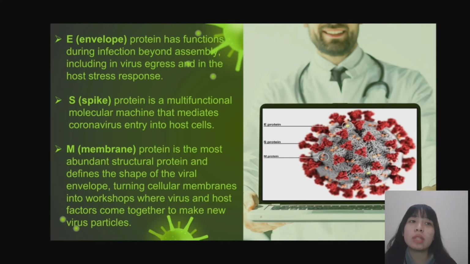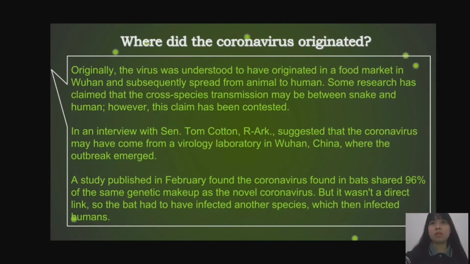Next is M protein or membrane protein. It is the most abundant structural protein and defines the shape of the viral envelope, turning cellular membranes into workshops where virus and host factors come together to make new virus particles.